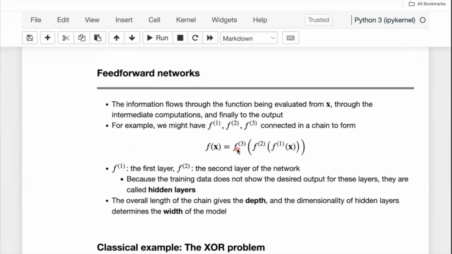And because the data that we have, especially the training data, only contains the inputs X and the outputs, anything in between we call hidden layers. And the idea is that if you have more hidden layers, now you can have a more complex representation of your data. With this motivation in mind, the length of the chain that we have here, or the number of hidden layers, is called the depth of the network, and the dimensionality of hidden layers, or the number of neurons in each hidden layer, we call the width of the model, right? So we have depth and width.